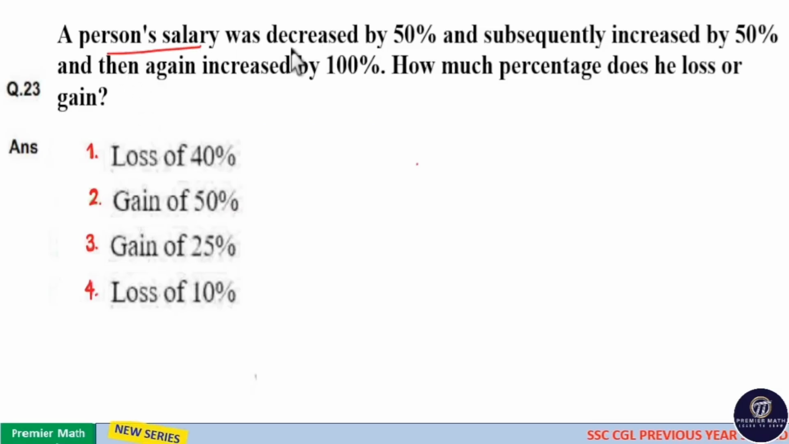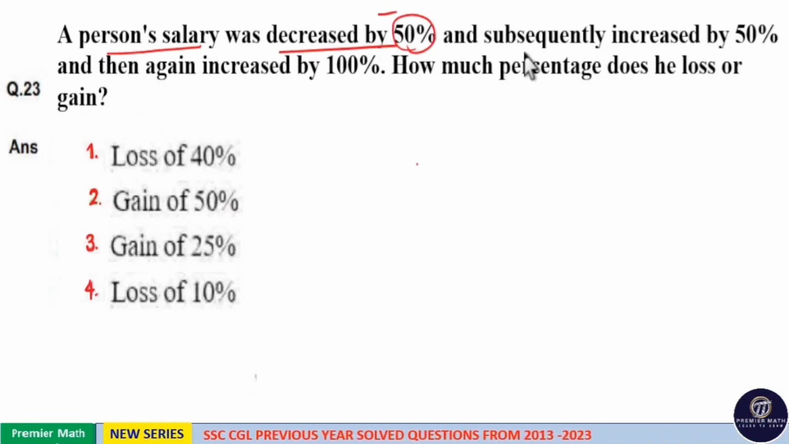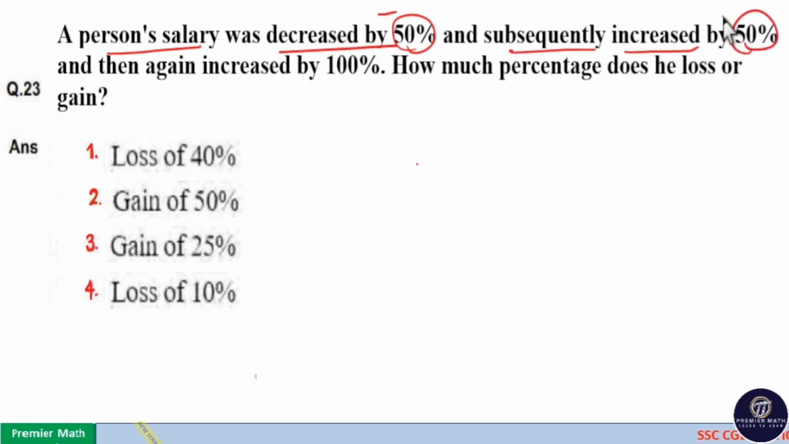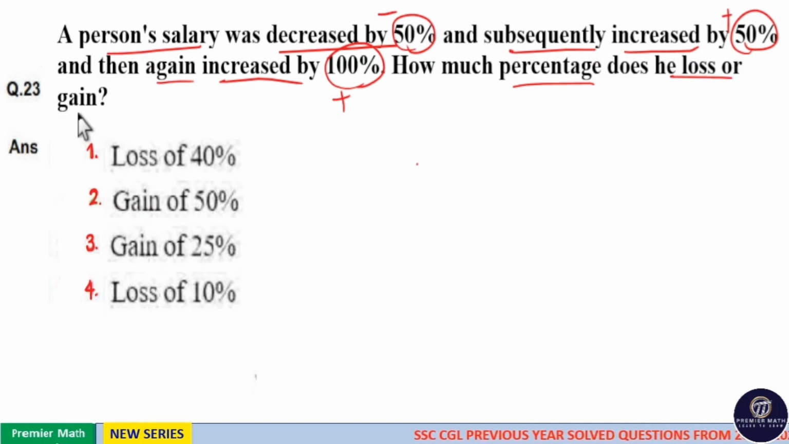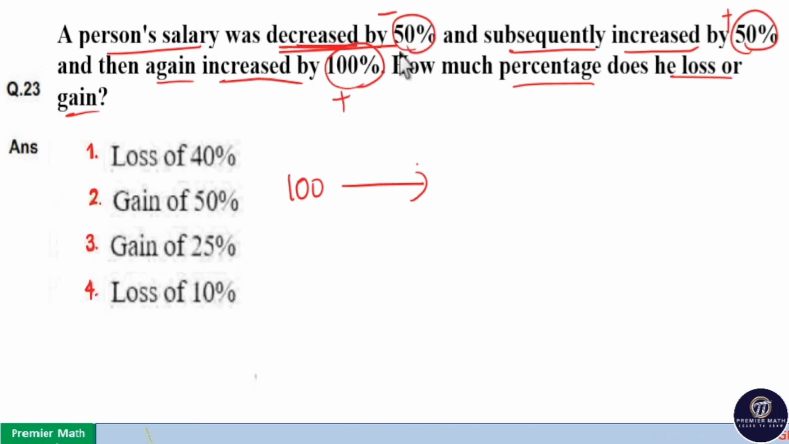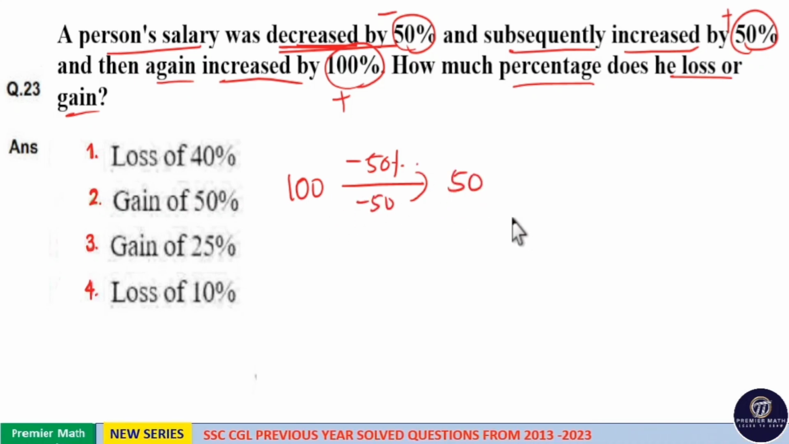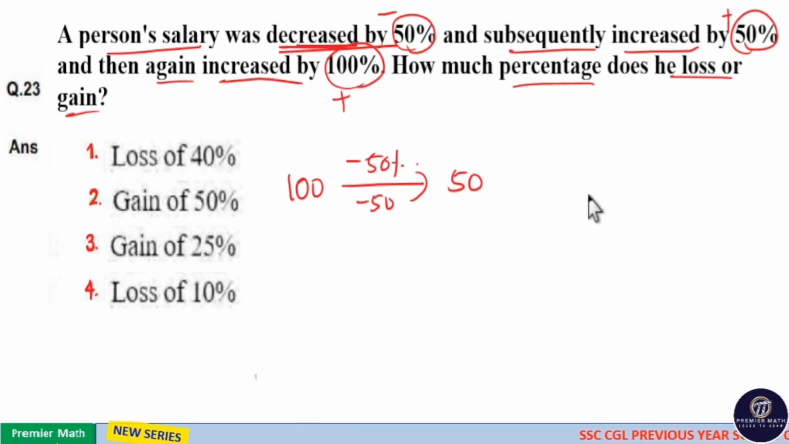A person's salary was decreased by 50% and subsequently increased by 50%. Then again increased by 100%. How much percentage does he lose or gain? Consider initial salary of this person as 100 rupees. Then salary decreased by 50% means 50% of 100 is 50. So 100 minus 50, 50 rupees is the salary after reduction.